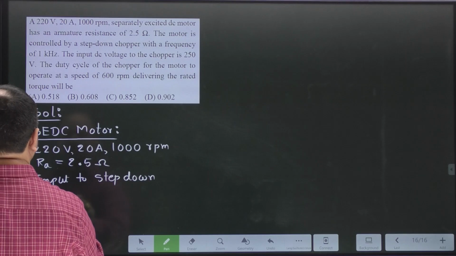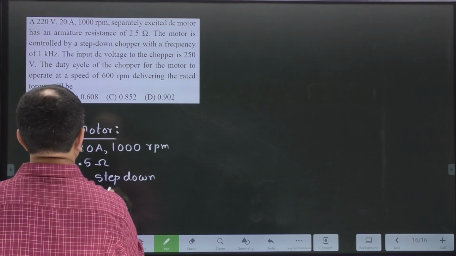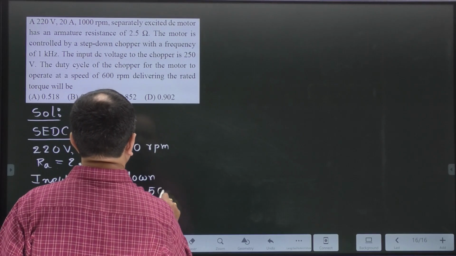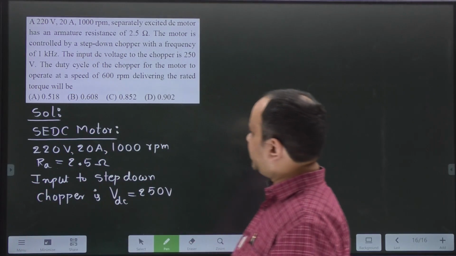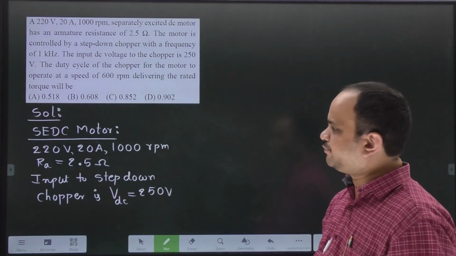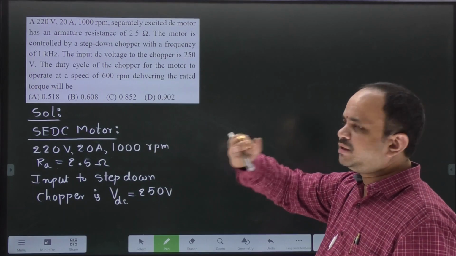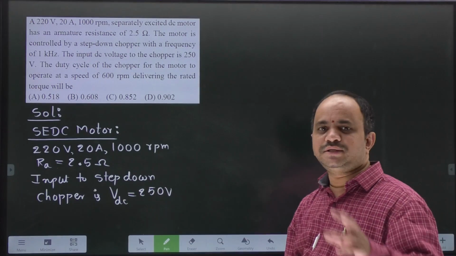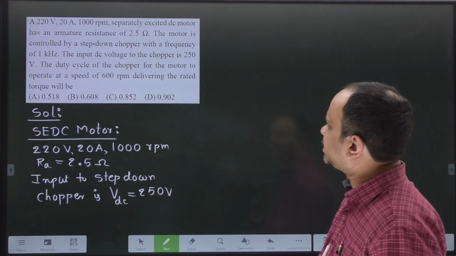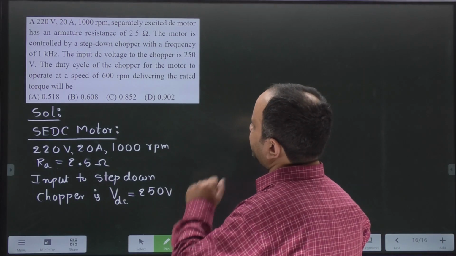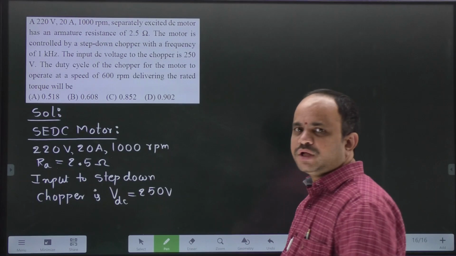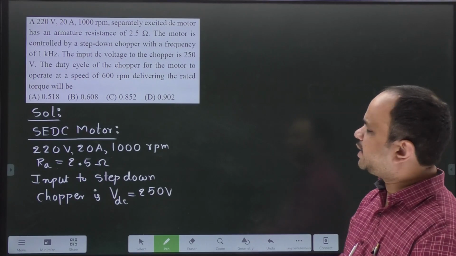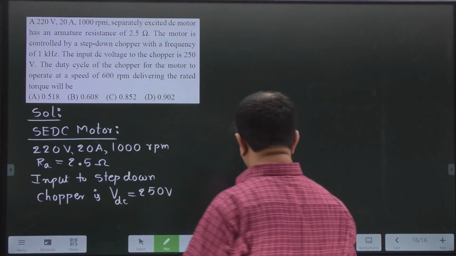Input to the step down chopper is VDC equal to 250 volt. Observe carefully, whenever these two numbers are given, you should be very careful. That 220 volt is the rated voltage of the DC motor, but this 250 volt is the source voltage of the chopper circuit. Now what is the question? Find the duty cycle of the chopper for the motor to operate at a speed of 600 rpm while delivering the rated torque. That is important in this problem.